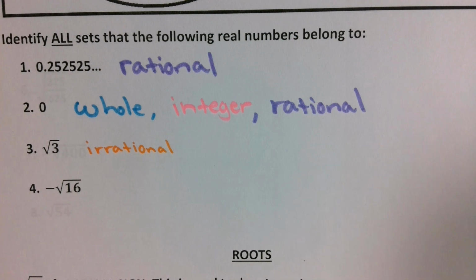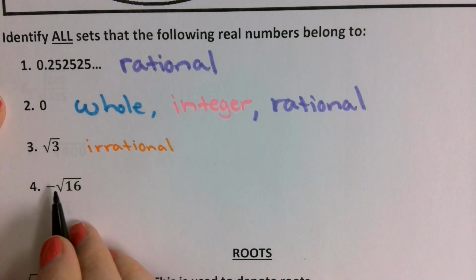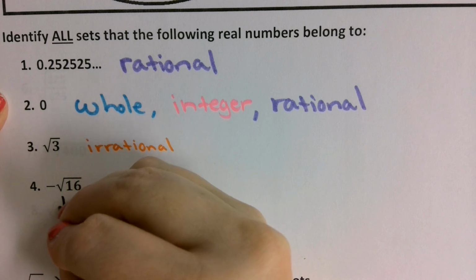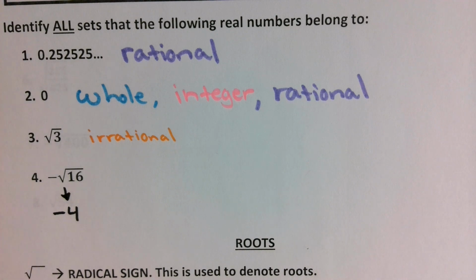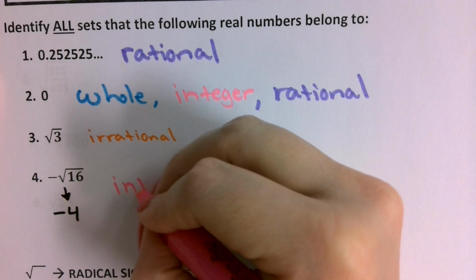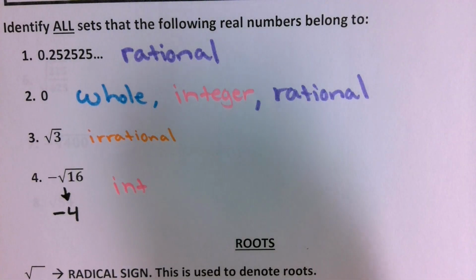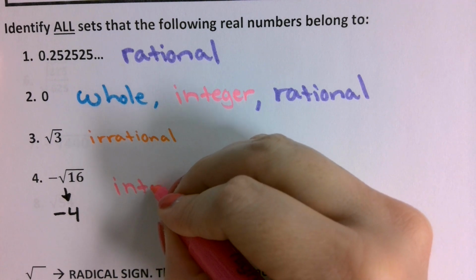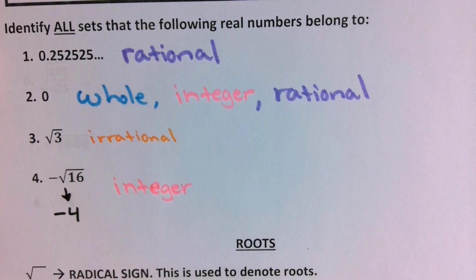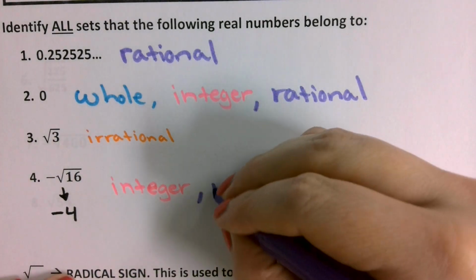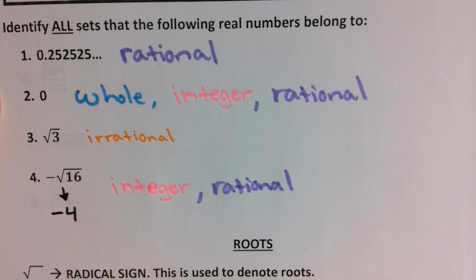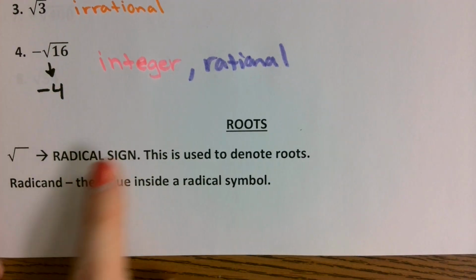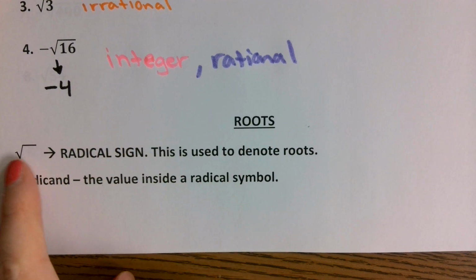Rational and integer. Very good. If you were to go ahead and simplify that, if you type negative square root of 16 into your calculator, it's going to come out to negative 4. And negative 4 happens to be an integer value, and it's also not irrational, a rational number. So it's an integer and it's rational. Integer and rational.